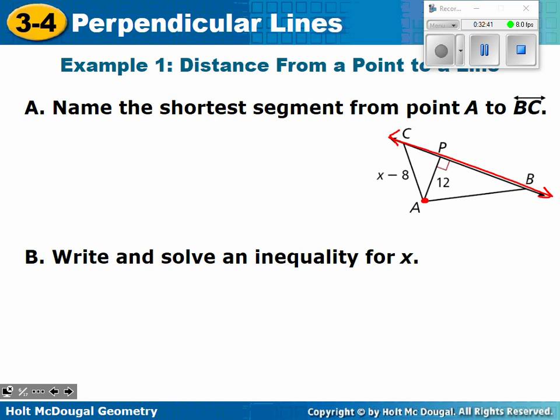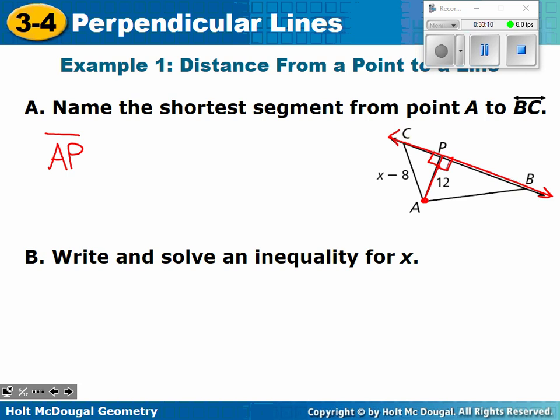So what's the shortest segment? AP. The one that's perpendicular. Okay? AP. Does everybody agree that's the shortest? Okay. Definition says it has to be perpendicular to be the shortest. Otherwise, if it's slanted, think about it in terms of a right triangle. This is your hypotenuse, right? It's always the longest side. This is a right angle, so this is a right angle. That makes this your hypotenuse. It's always the longest side.